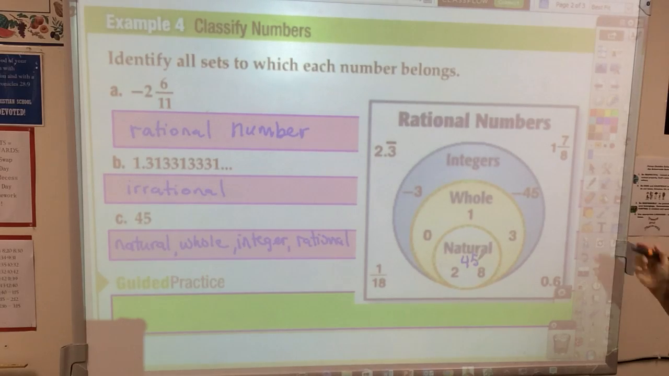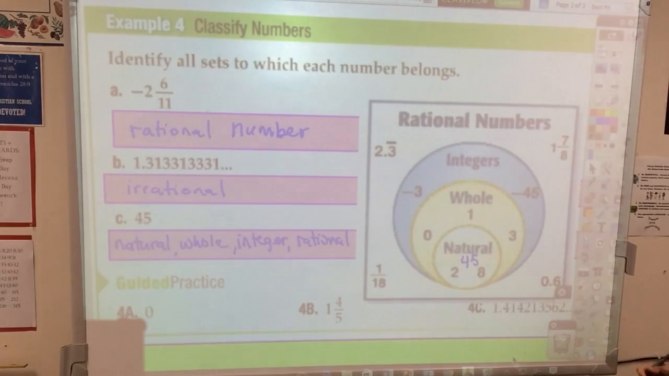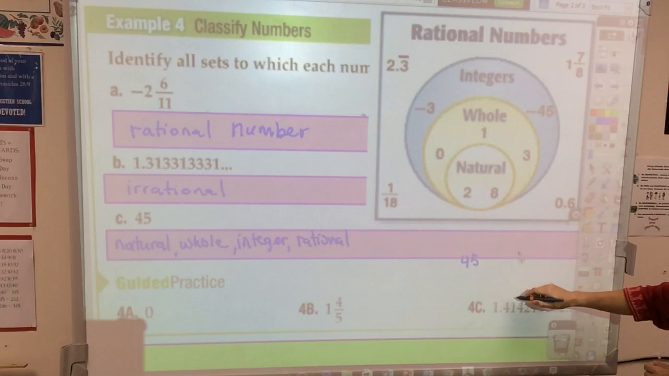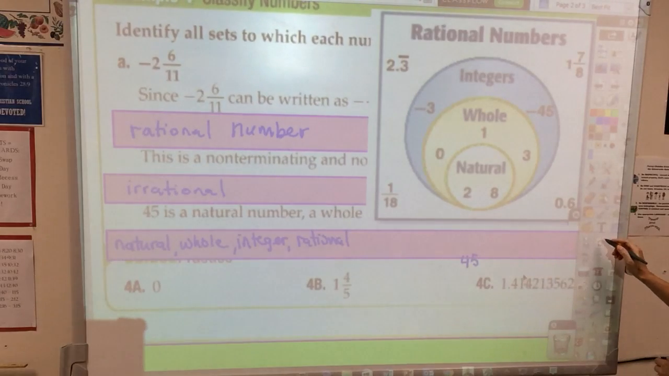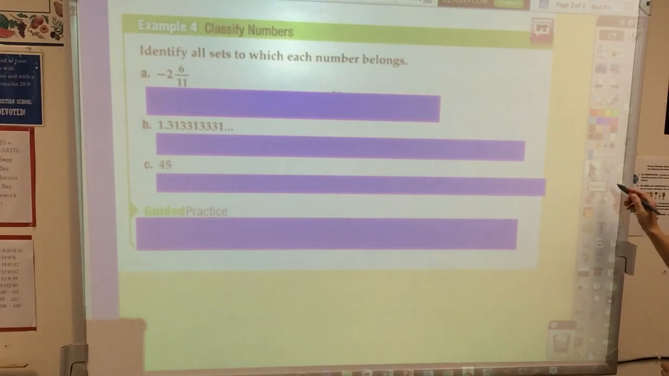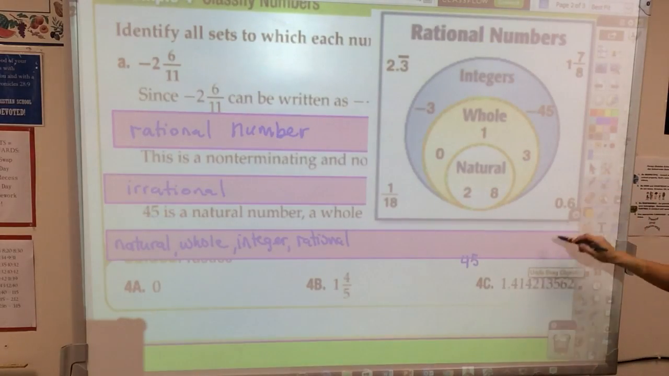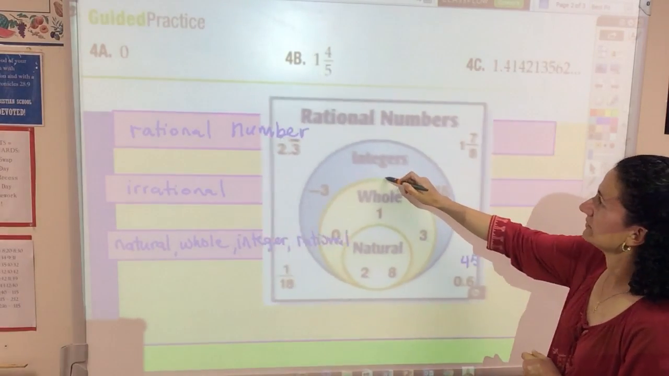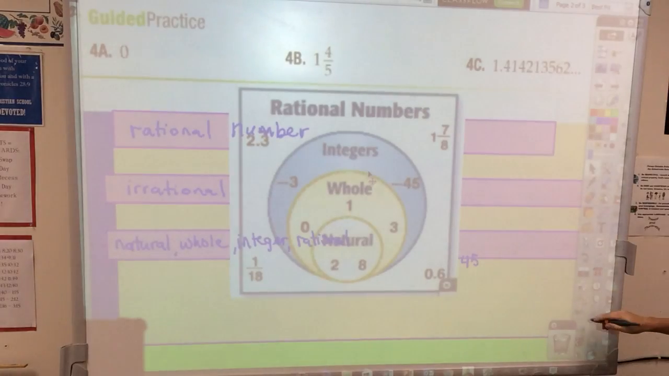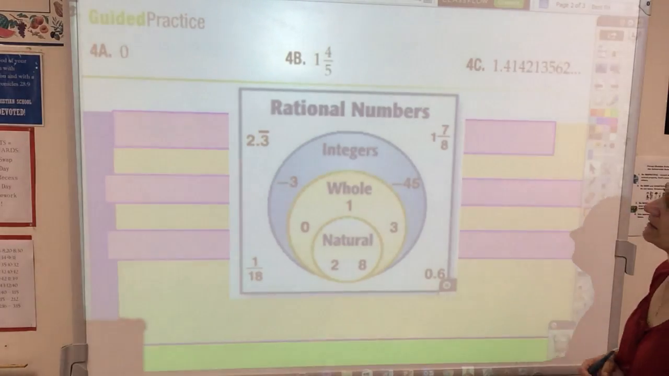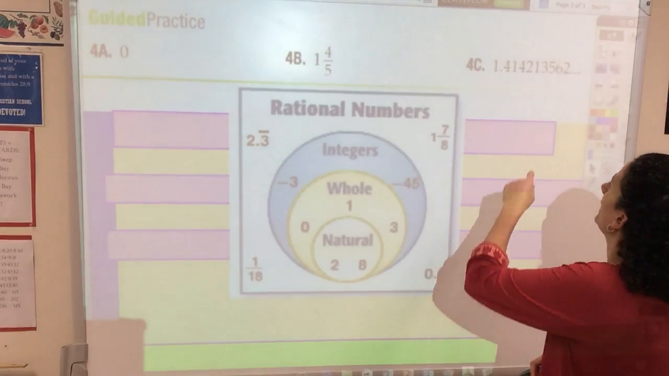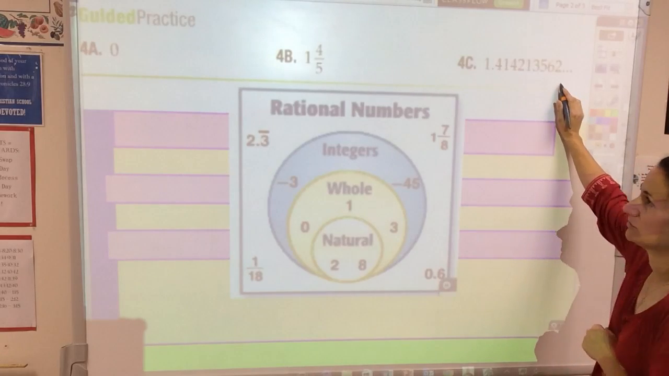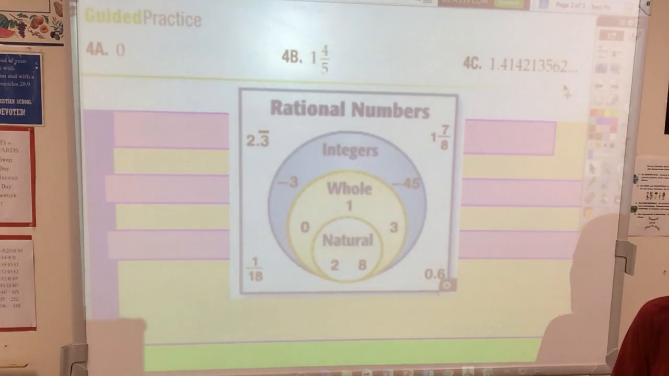All right, I'd like you to try classifying a few numbers for me. I'm going to move this up a little bit for you. Let me just move everything up. I'll move this diagram down here. Maybe you can see a little bit better. All right, pause the video and try to classify 0, 1 4/5, and this decimal over here, 1.4142135662. Unpause when you're finished and we'll go over those answers.